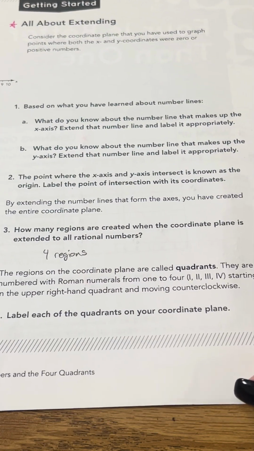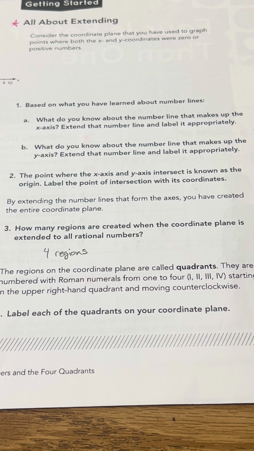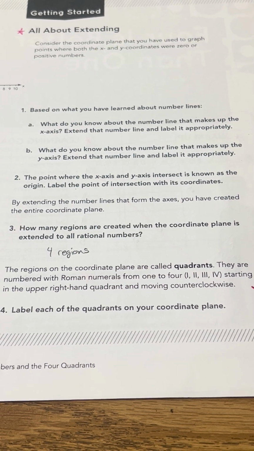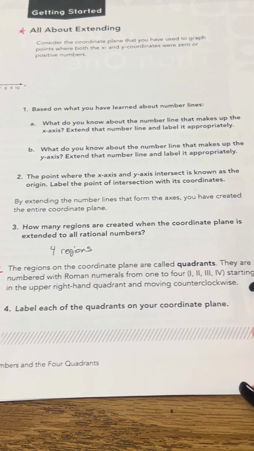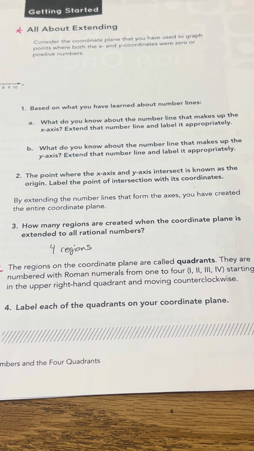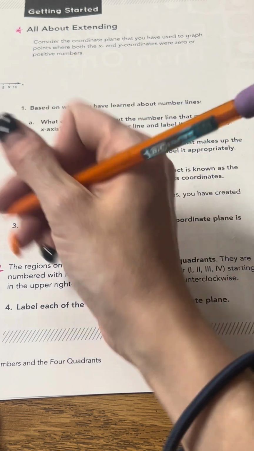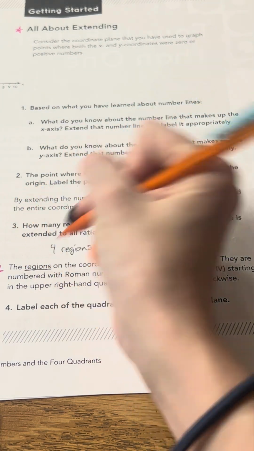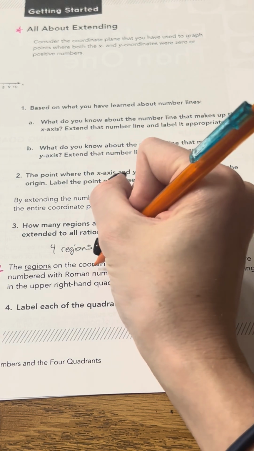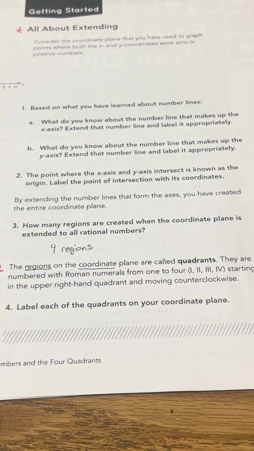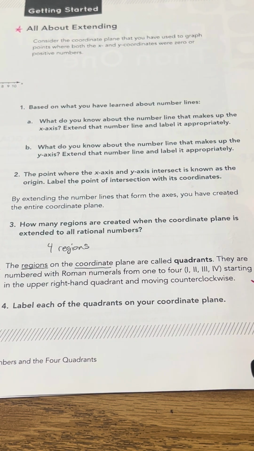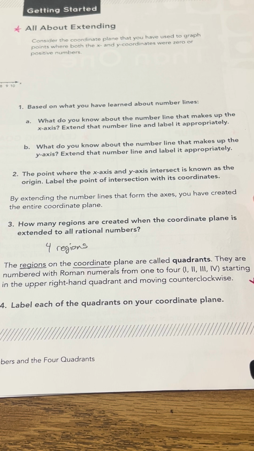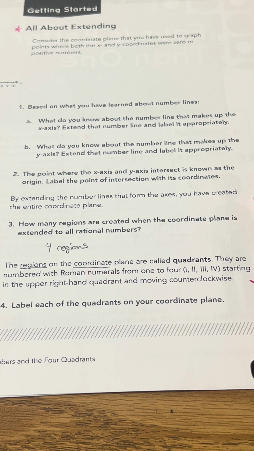Okay, we do have a key term. It's quadrants, and quadrants, if you have your key term journal, is on page 11 of your key term journal. Looking at the definition of quadrants, it says the regions of the coordinate plane are called quadrants. They are numbered with Roman numerals from 1 to 4, starting in the upper right-hand quadrant and moving counterclockwise.